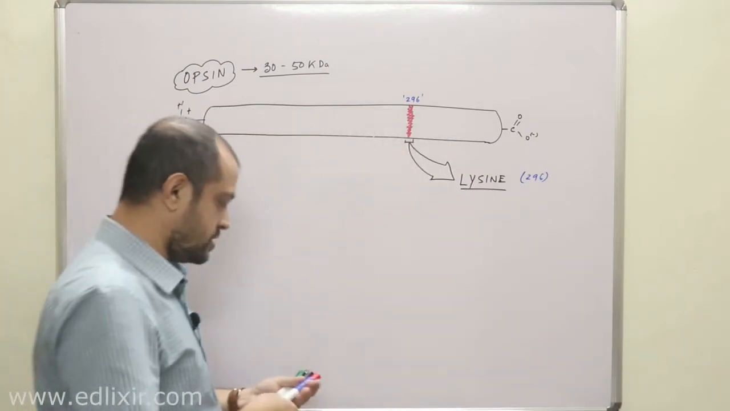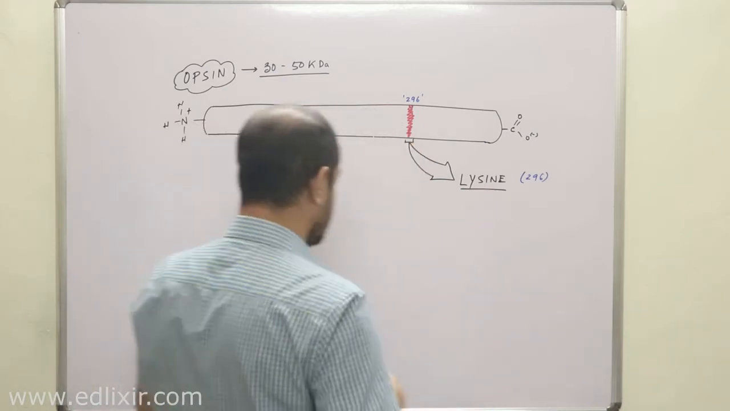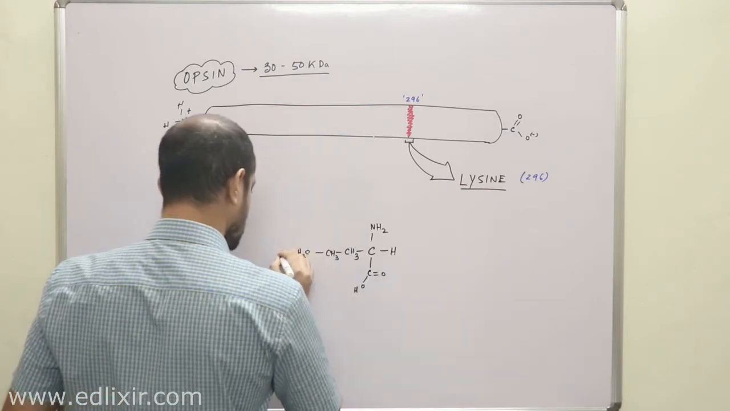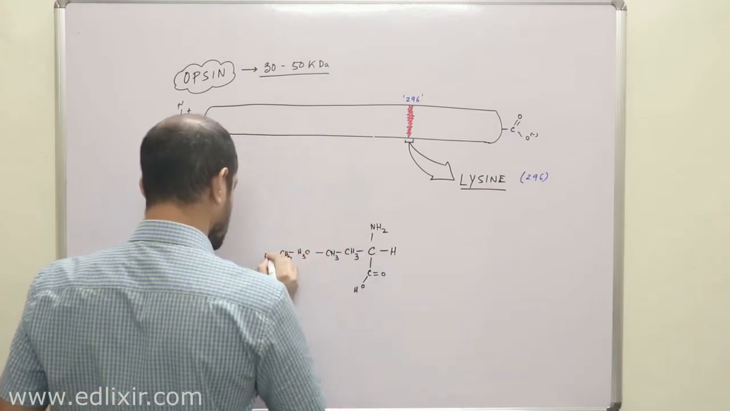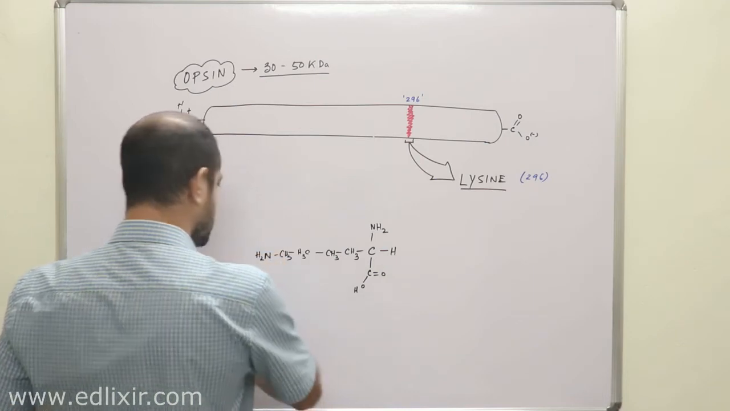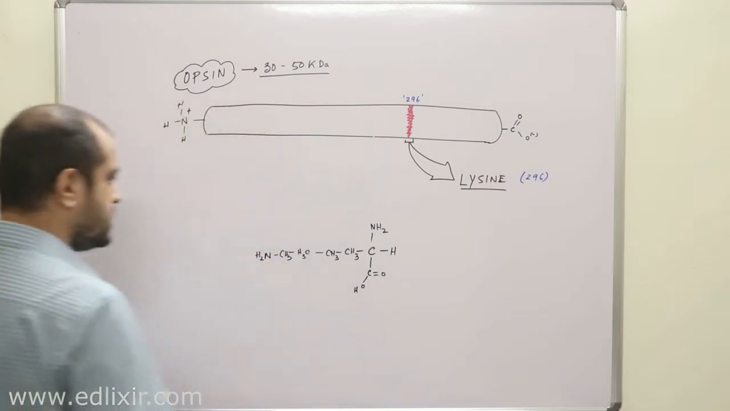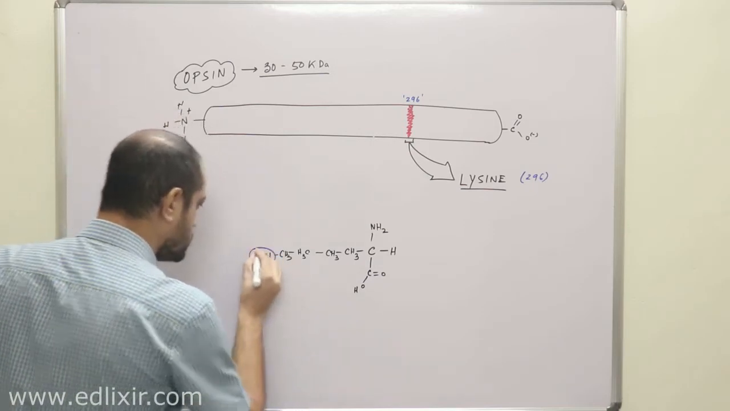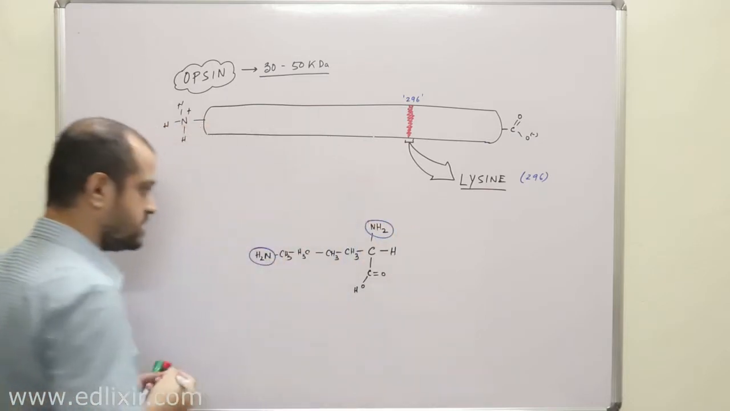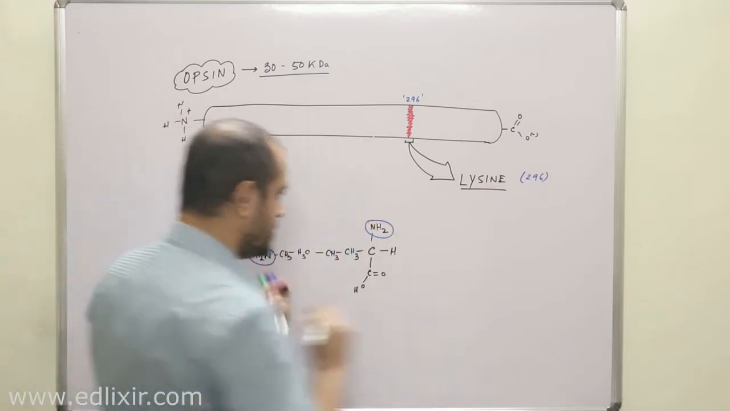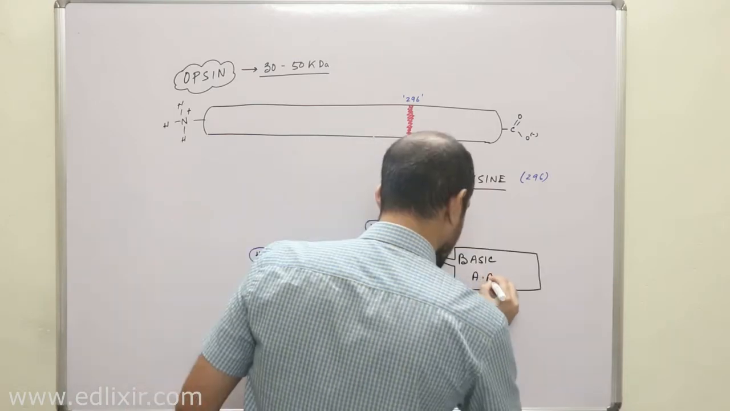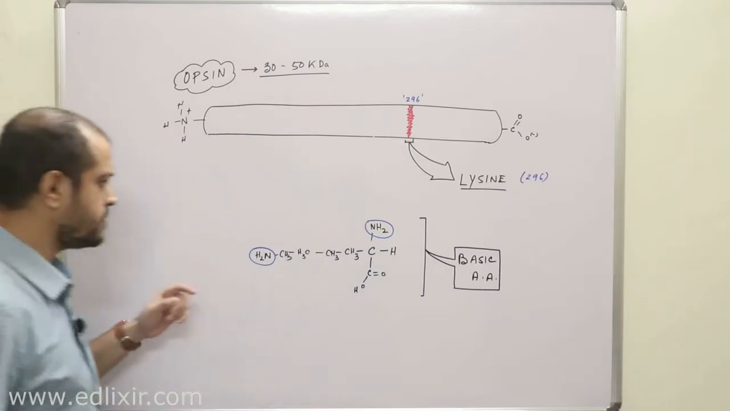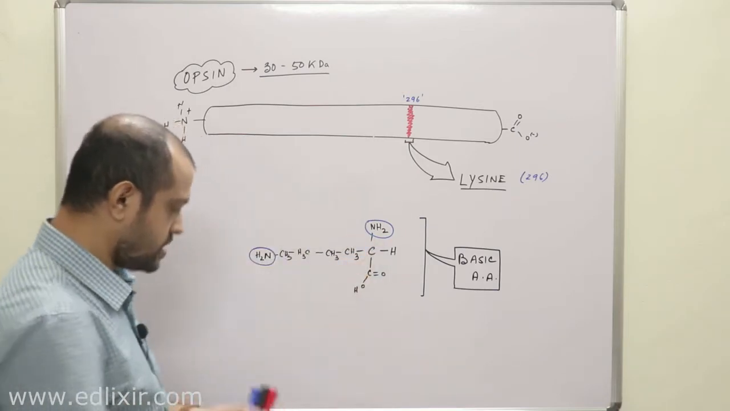Clear? Now listen with all your attention. What is the structure of lysine? Now listen. So this is actually the structure of lysine. Clear? Now it is very important for you to understand lysine is a basic amino acid, right? Because it has got two amine groups. One is extra. That's why it is a basic amino acid. Clear? So this is lysine.